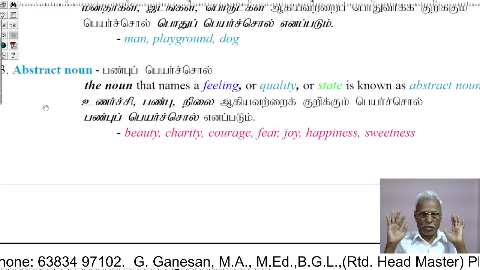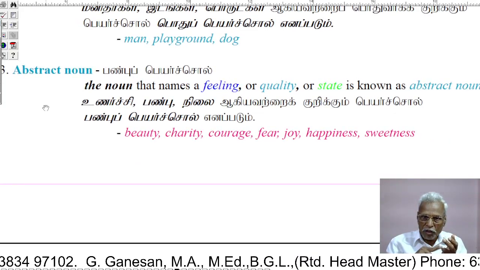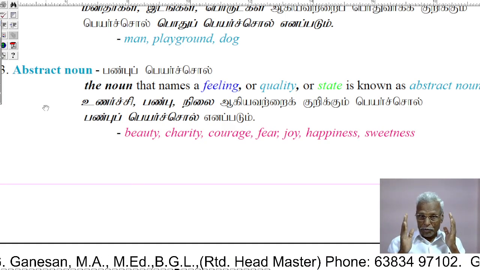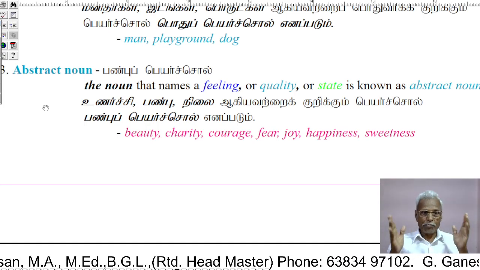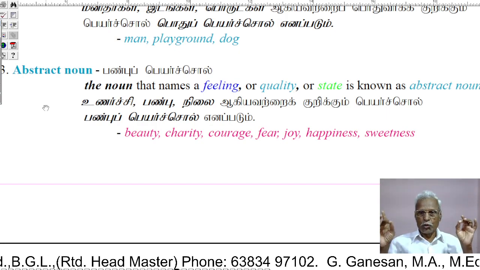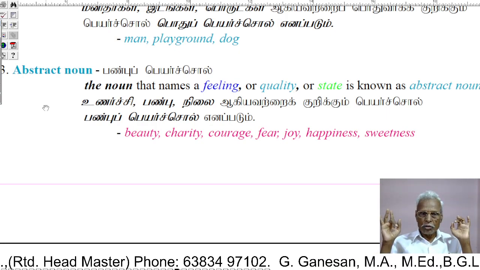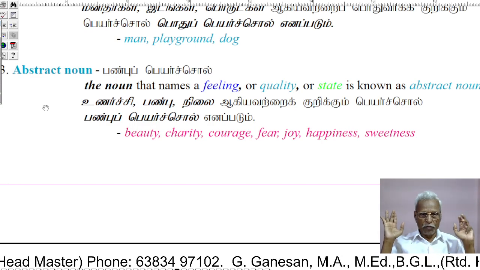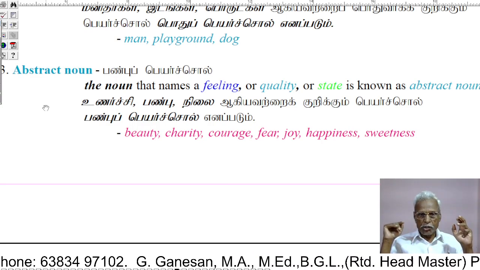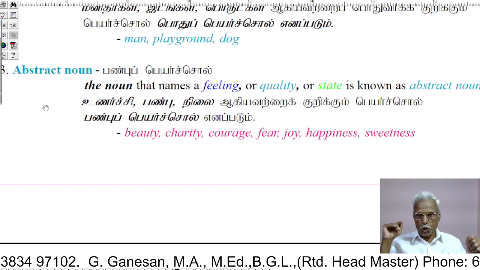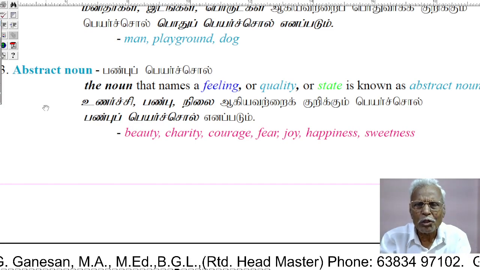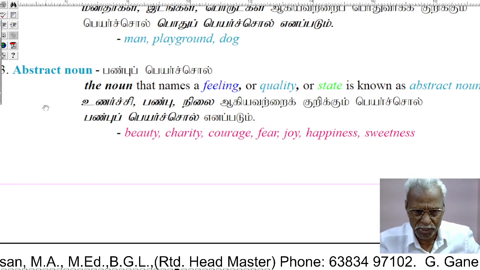Abstract noun. What is an abstract noun? The noun that names a feeling, a quality, or a state is known as an abstract noun. Examples: beauty, charity, courage, fear, joy, happiness, sweetness. These are all abstract nouns. These are only feelings, that's all.